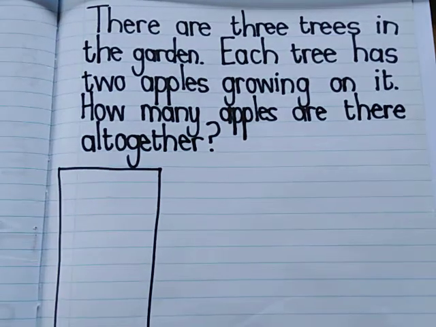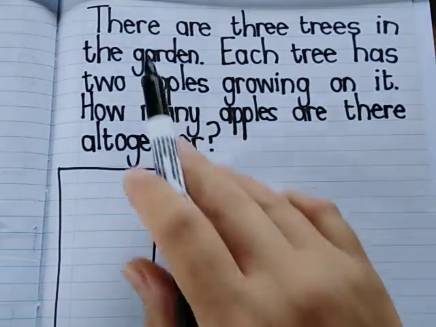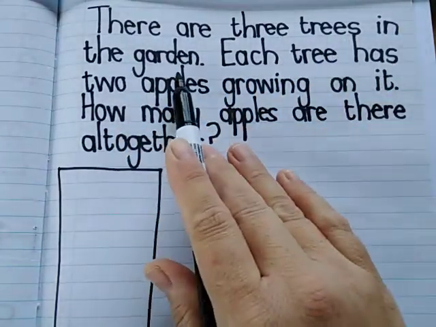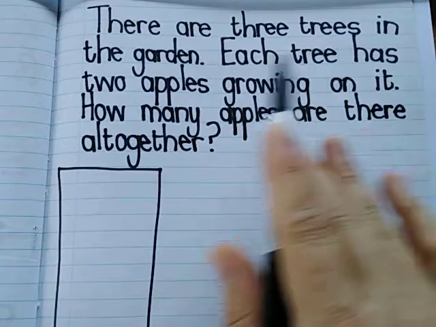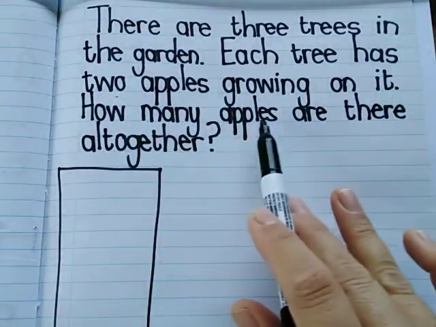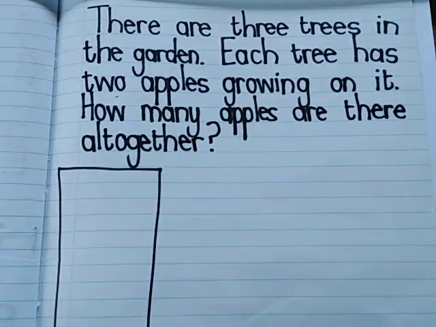We have a new type of story sum today. Let's read this one. It says, there are 3 trees in the garden. Each tree has 2 apples growing on it. How many apples are there altogether?